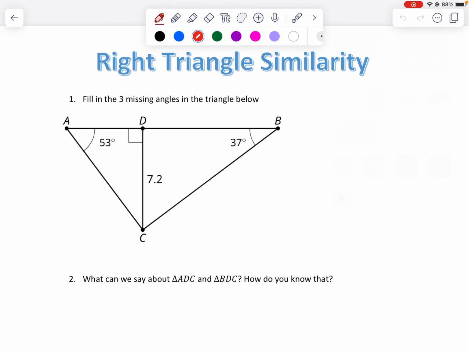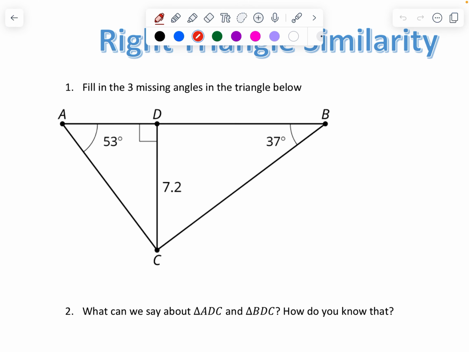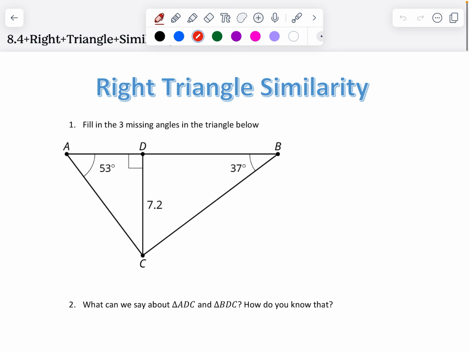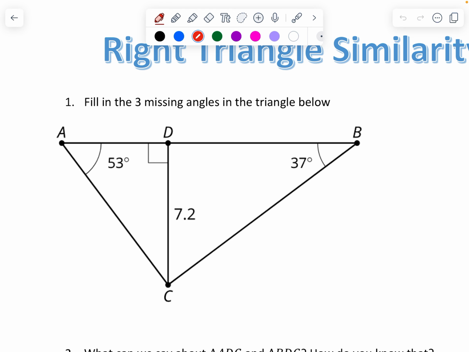All right, this is going to be the last new thing that you guys learn for the semester. You're almost there. Yesterday you learned about the Pythagorean theorem and right triangles, and today we're going to be talking about some similarity that happens in right triangles, okay? So, basically, we have a right triangle here, and we've drawn a line down the middle, okay?